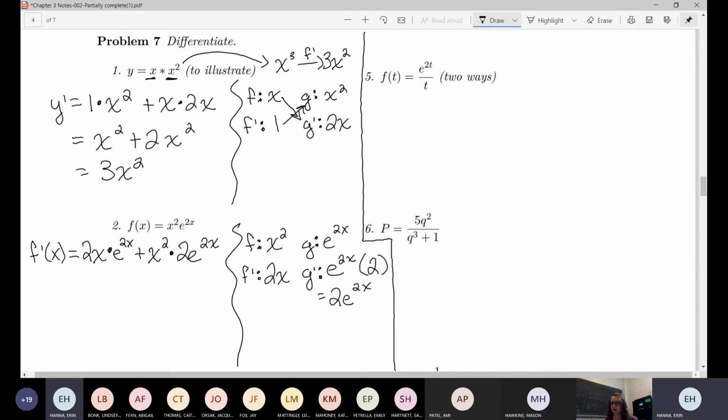Could totally leave it right there if you wanted to. Personal preference, I like having everything with the e at the back, and I like my constants in front, so I would rewrite it like this, but whatever floats your boat.